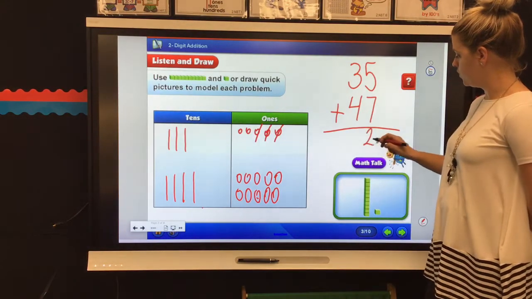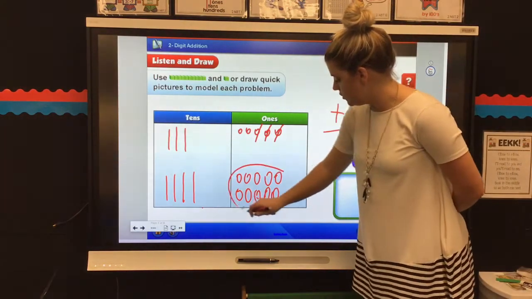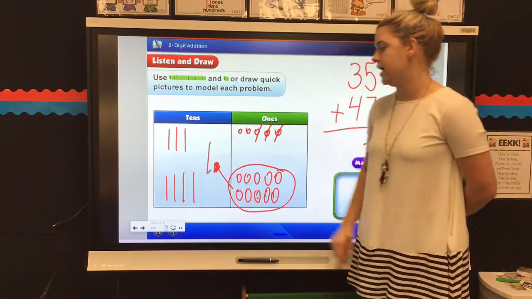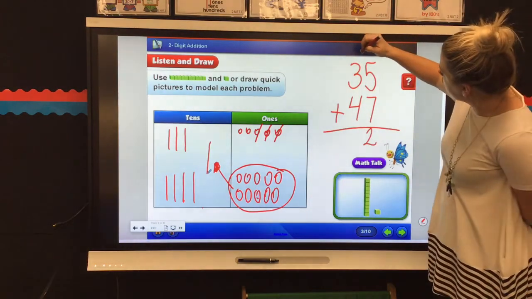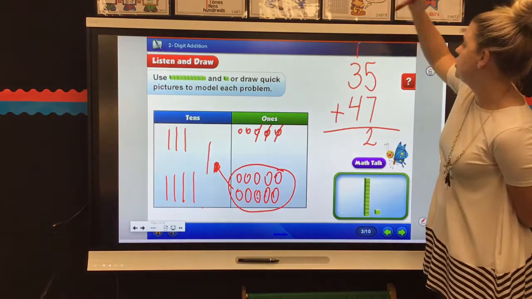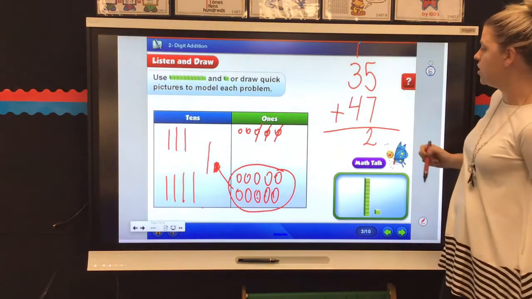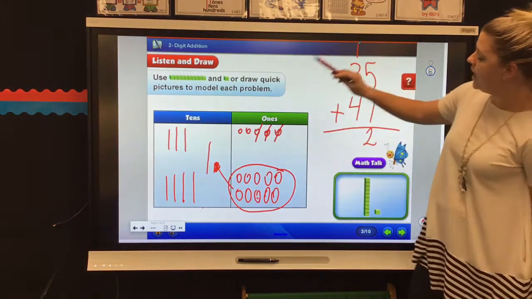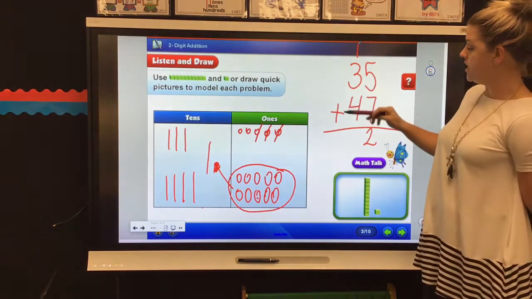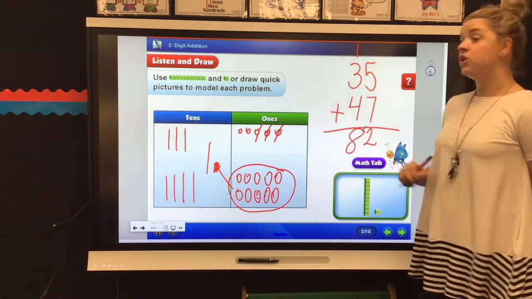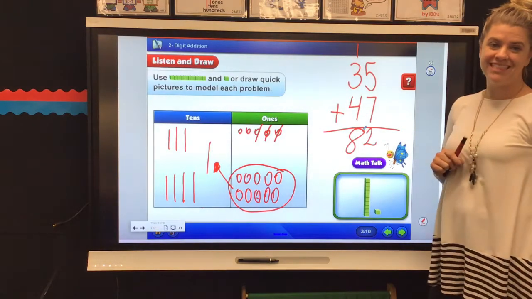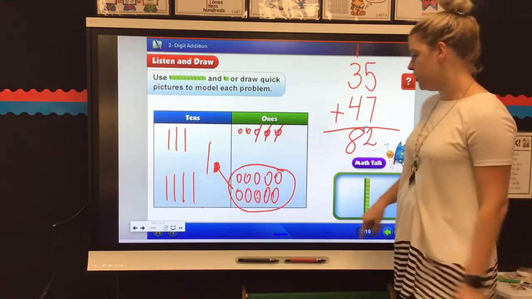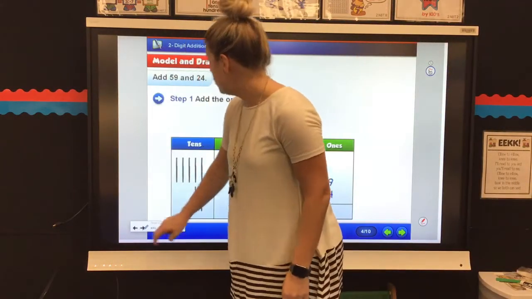2. Okay. Now, we're going to regroup, and we're going to pull this one over here as a 10 rod. And remember, we also have to show that on our problem. Yesterday, we had little boxes up here, remember? So we're going to show that we added 1 10 rod. So now we have 3 plus 5 plus 1, okay? 1 plus 3 is 4, plus 4 is 8. So all together, there were 82 pets at the animal shelter. Good job.